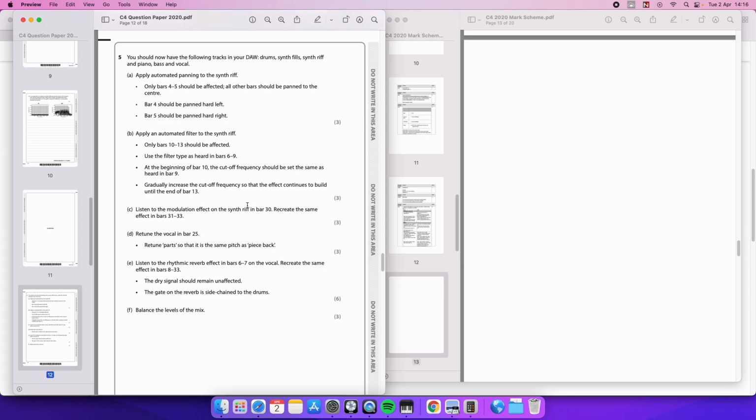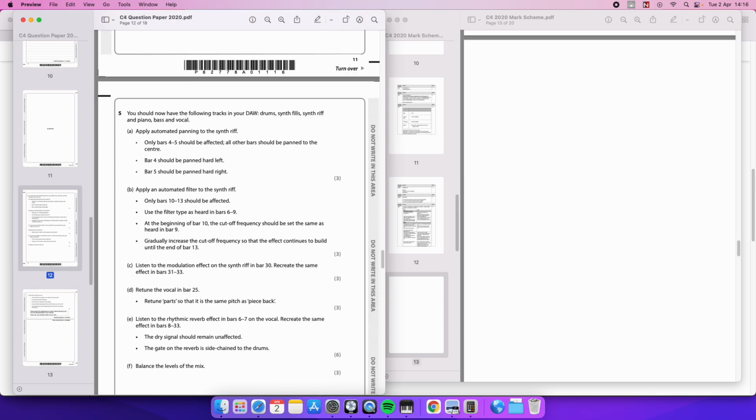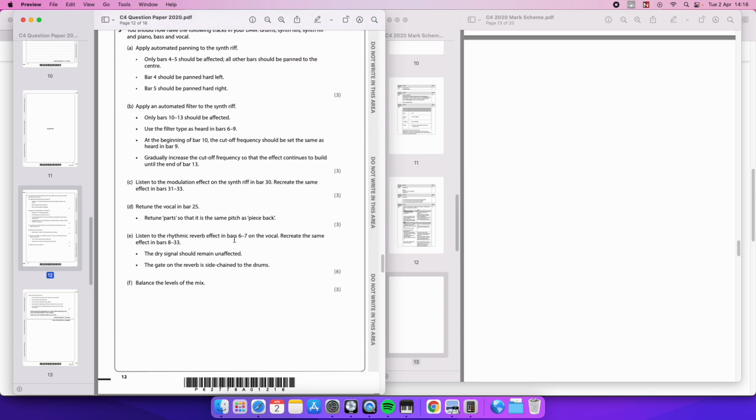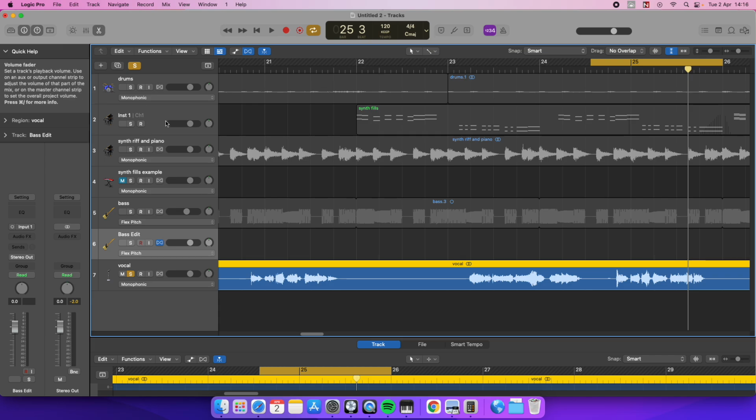Okay, now it's just question 5. Question 5 is always a last few practical bits, and then a mix down at the very end. And I'll do section B another time. Then it's coffee time. I'll do another paper. You should have the following tracks: drums, synth fills, synth riff and piano, bass, and vocal. Yep, we got that all.